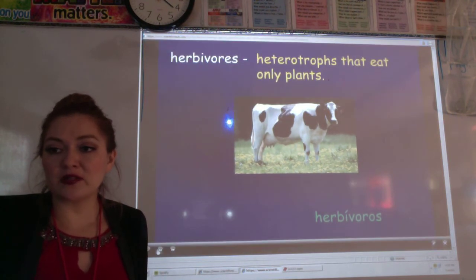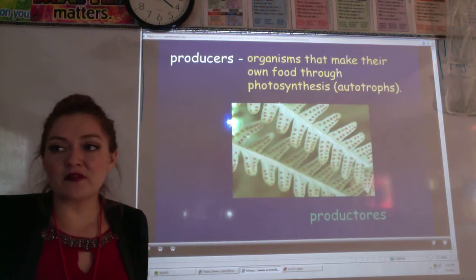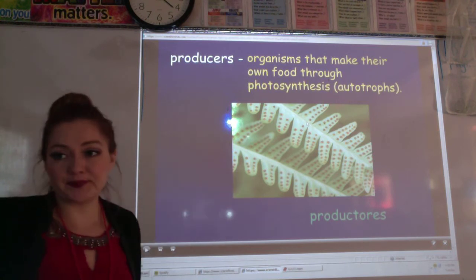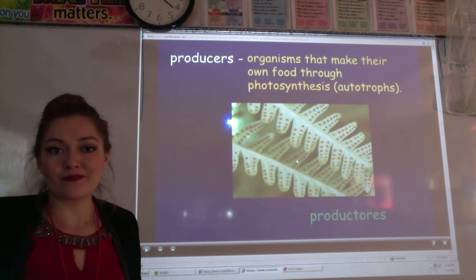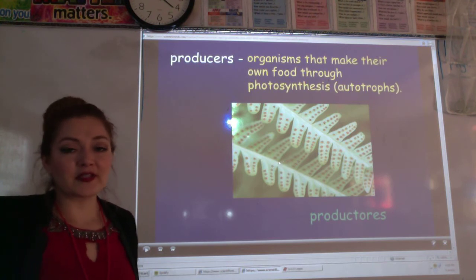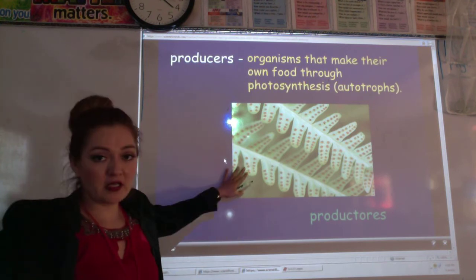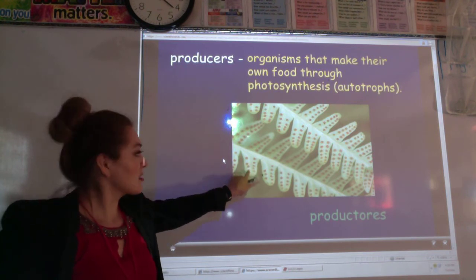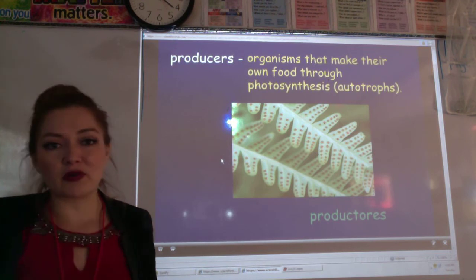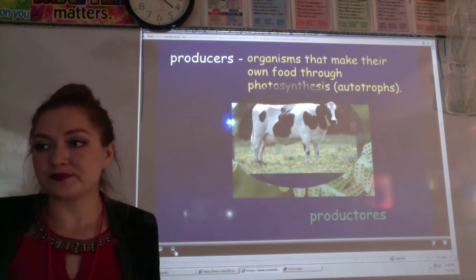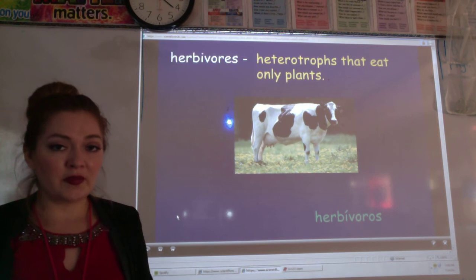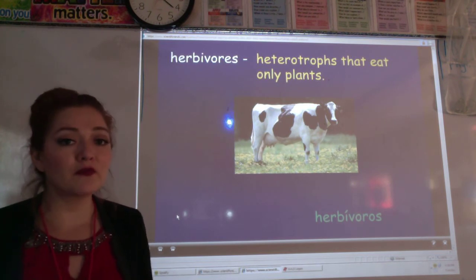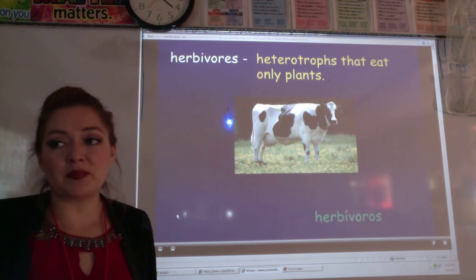And I'm sorry, I didn't explain the picture before, but this is a picture of a fern, and it doesn't have seeds, but it is a plant. All it has is little spores on the bottom, and they kind of look like gross little bugs, but they're not really. So the word herbivores means heterotrophs, because a heterotroph is something that cannot make its own food, that eats only plants.